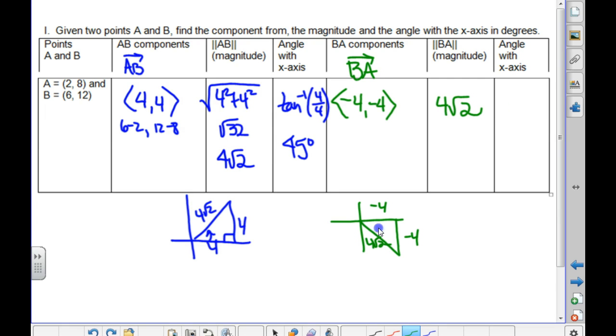Gives you positive 45, is that right? No, it's supposed to be negative though. Yes. Why is there a -4 on the x-axis? Should be positive 3. Thank you.